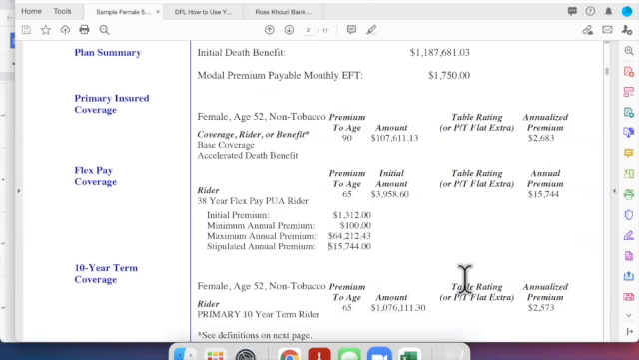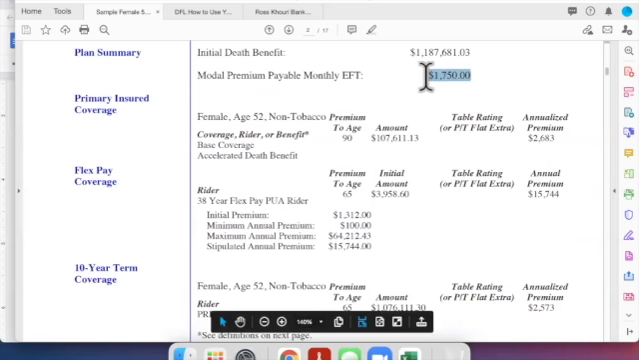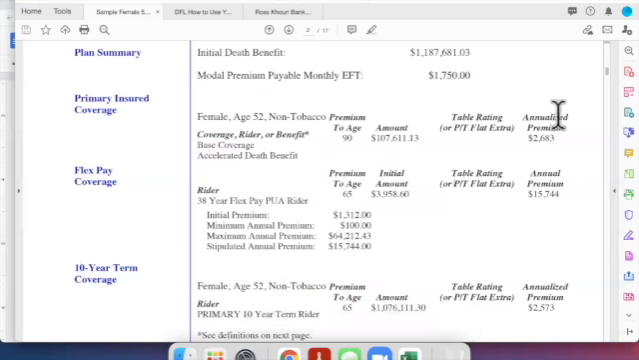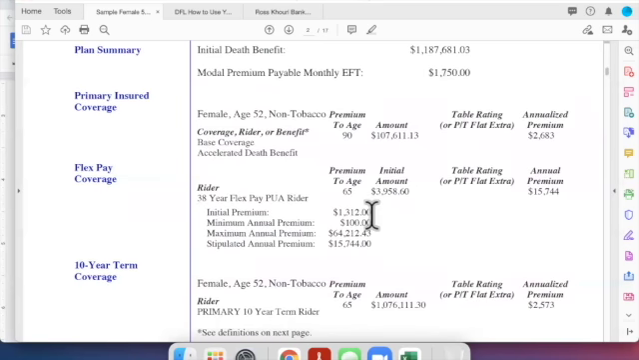So let me make this super simple. People get nervous when they see this. Oh my God, I got to get committed to that. No, the most you need to pay is, you have your initial premium. Okay. So the $1,750 minus the $1,312 equals $438, but you got to pay at least $100 a year to keep this flex pay rider going.